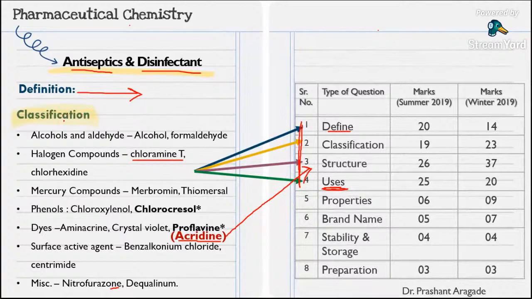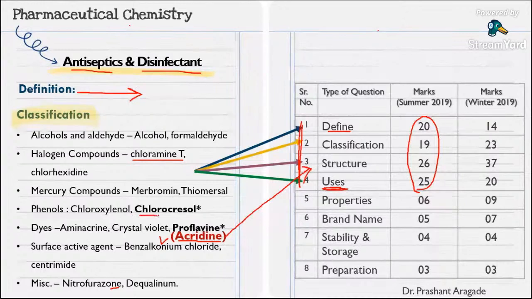And then definition and classification, then you will be able to attempt the first four types of questions, and most of the marks are covered in the first four types of questions. So you have to first focus on definition and classifications, and in classifications, you have to mention the heterocyclic ring present in that structure. If the heterocyclic ring is not present, then you have to write down the functional groups.